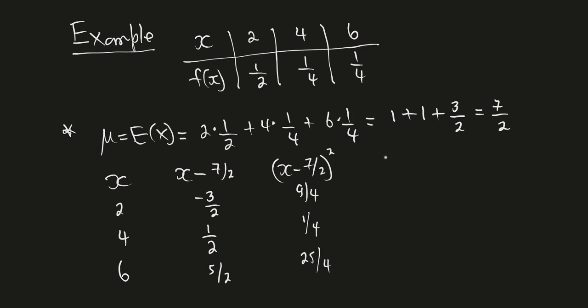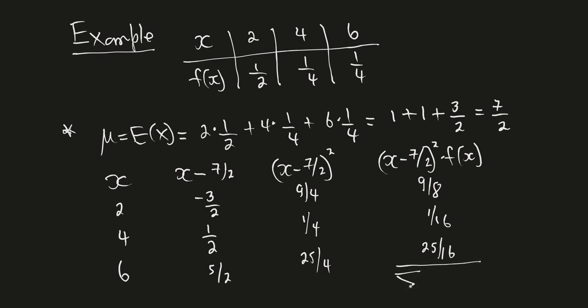And then finally, let's take the squared deviations and multiply them by the corresponding probability. So we're going to take 9/4 times 1/2, so that's 9/8, and then 1/4 times 1/4, so that's 1/16. And then finally 25/4 times 1/4, so that's 25/16. And then let's sum these up.